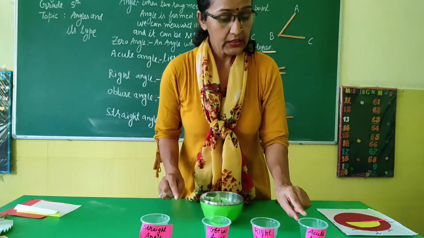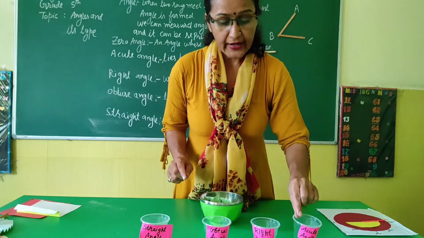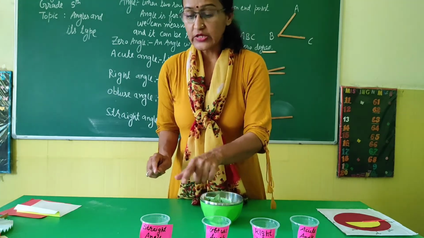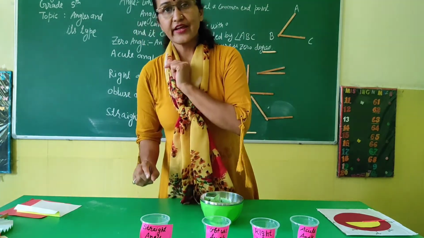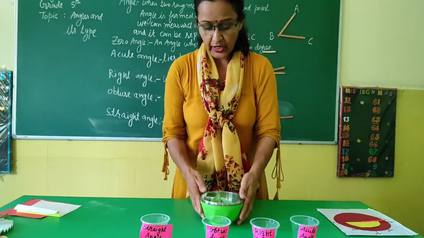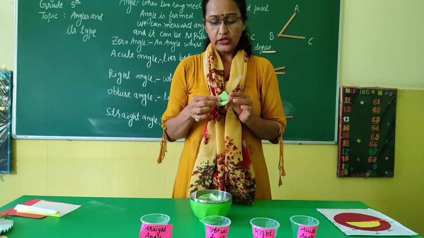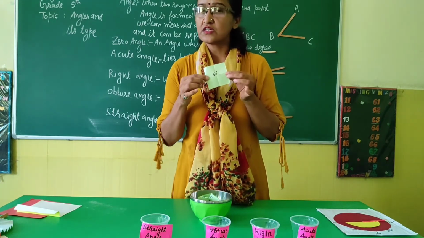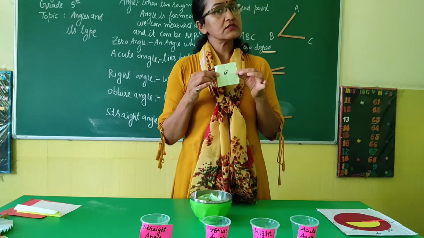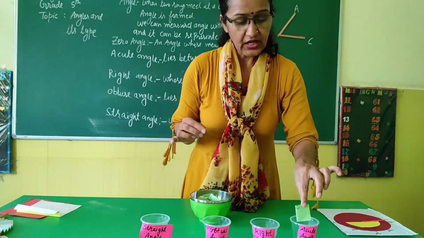Now here are some cups where acute angle, right angle, obtuse angle and straight angles are given. Now you have to identify. You have to take one chip from this bowl. Okay? Now in this chip, this is 60 degrees. Now 60 degrees is what angle? This is an acute angle. So now we put this chip in the acute.